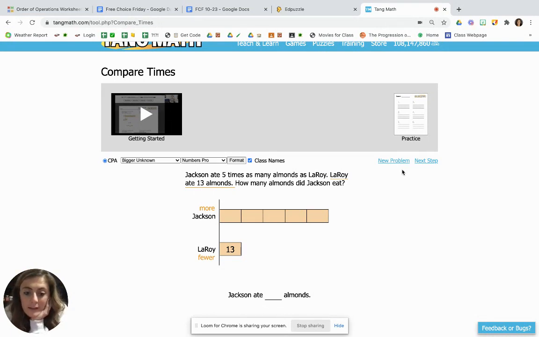Now, the same number that we put in Leroy's box goes in all of Jackson's boxes. It's 13. So then this strip diagram right up top represents 5 times 13, right? Because there's 5 boxes with 13 in each. So our total is 65 because 5 times 13 is 65. So Jackson ate 65 almonds.